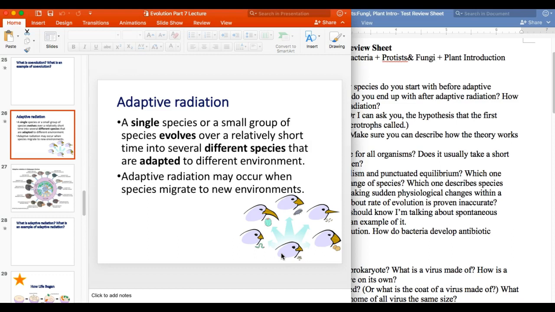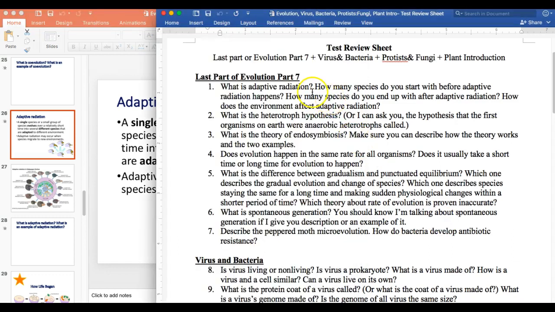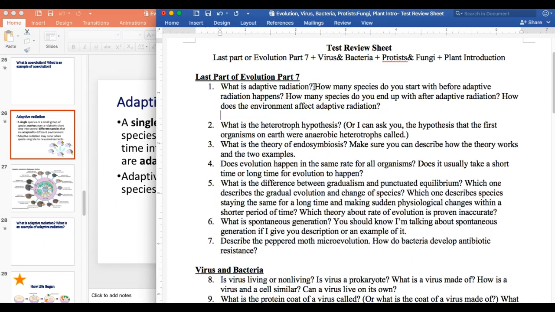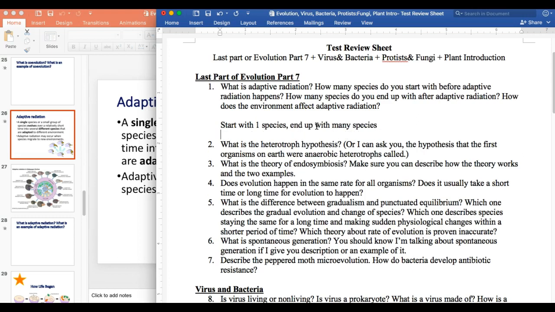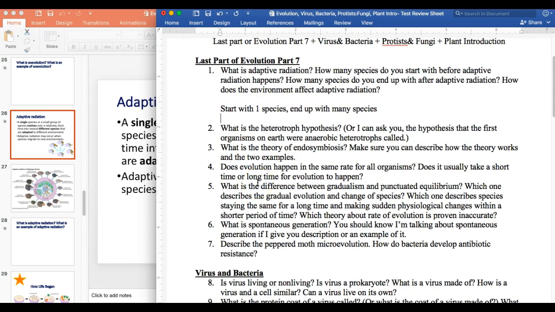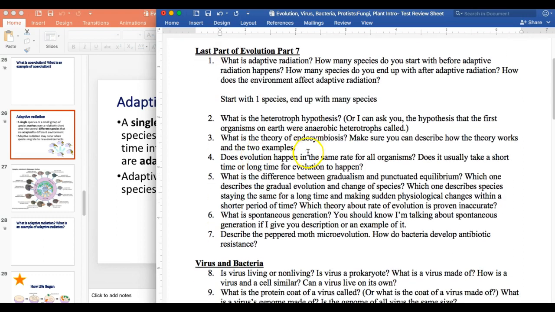And the result of this adaptation to the different environments is that you end up with different species of finches, or different species of whatever, right? So make sure you understand that adaptive radiation is when you start with 1 species. Write this down: start with 1 species, and then you end up with many species. And how exactly does that happen? It's because the new places have different environments that the species have to adapt to. Okay, so that is how the environment affects adaptive radiation.